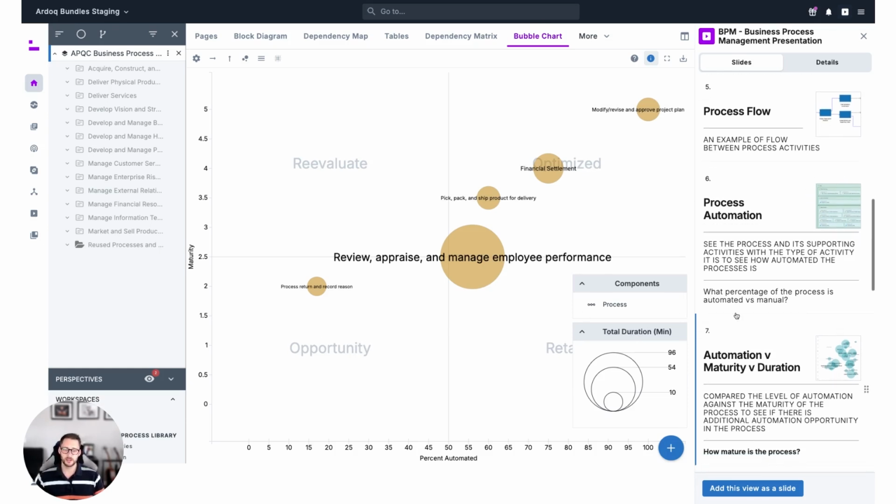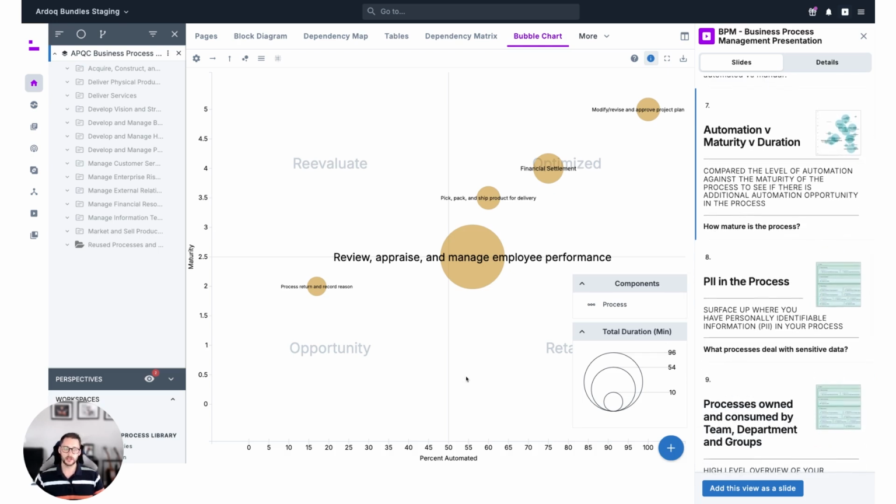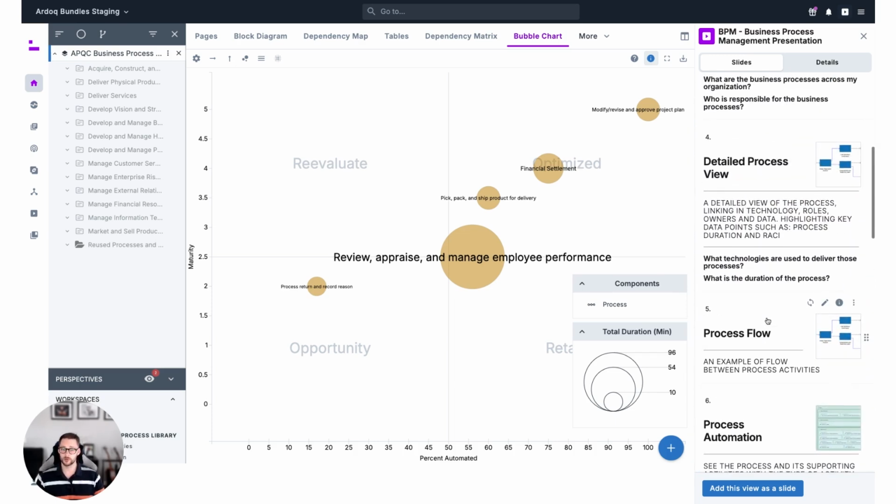All of the visualizations within the presentation are there to help us answer these questions that we are trying to understand. Like I said, the questions are, what processes do I have within my organization? Who's responsible for them? What technology or data is used as part of the process? Do any of the processes have PII in them? And what processes help deliver capabilities? All of these and more are answered within this business process management presentation or the related dashboards that we have as well.